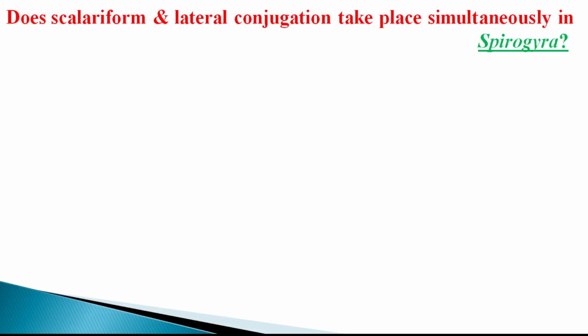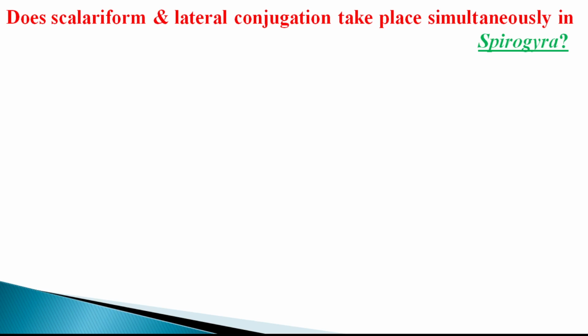This is the frequently asked question every time: does scalariform conjugation and lateral conjugation take place simultaneously or not? Before answering this question, let me clarify that scalariform conjugation is also known as ladder type conjugation. It is the most commonly occurring type of conjugation in most species, which takes place between the opposite cells of two neighboring filaments, and it is also known as dioecious conjugation.